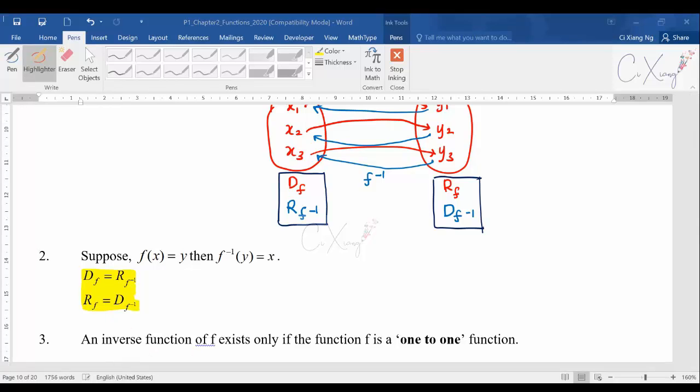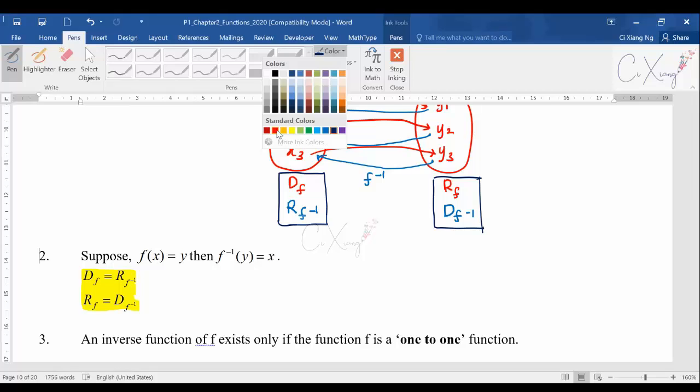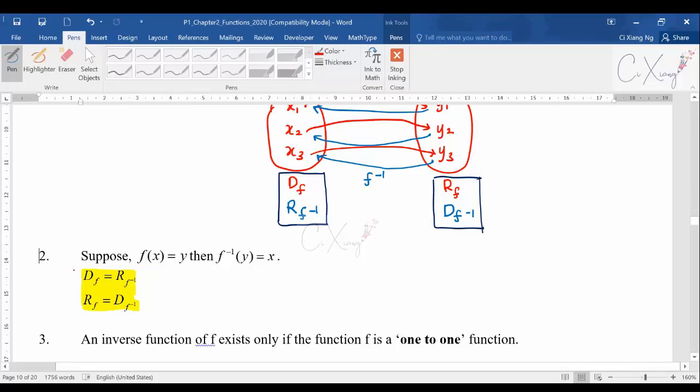Okay, so this is what we have. That means now the domain of the function is equal to the range of the inverse function, and the range of the function will be equal to the domain of the inverse function. So this is super important and make sure that you remember it. Okay, all right, so now we'll apply this later.